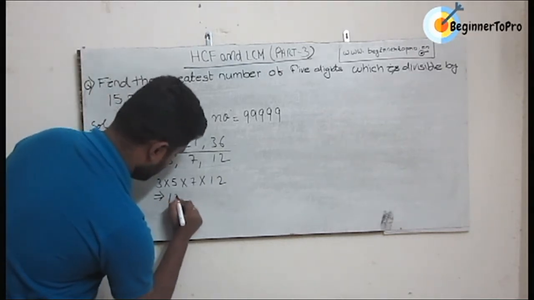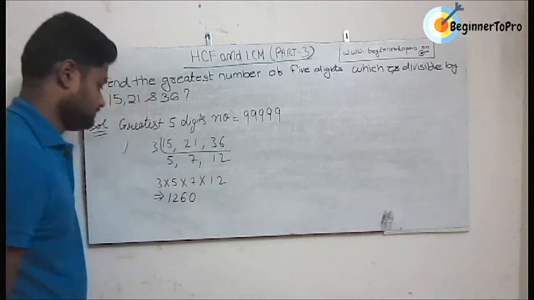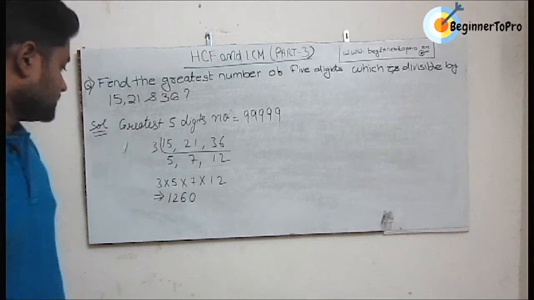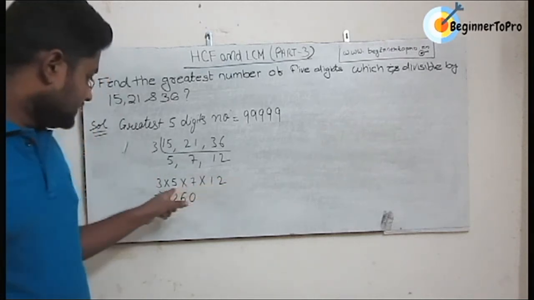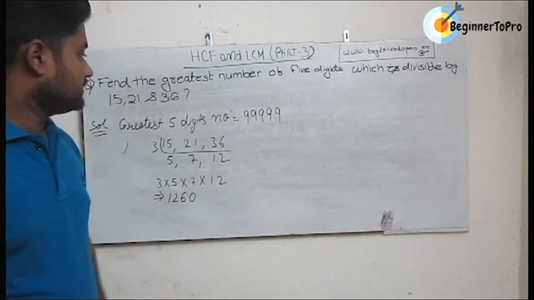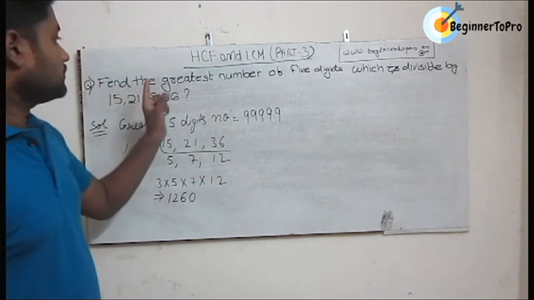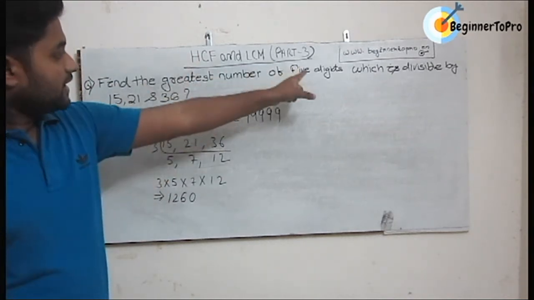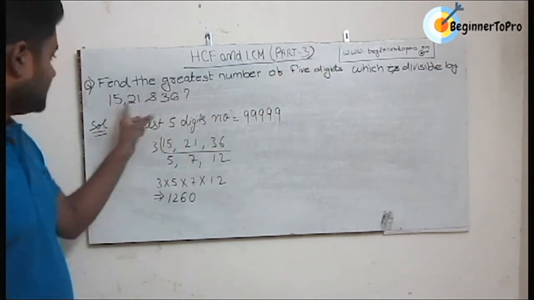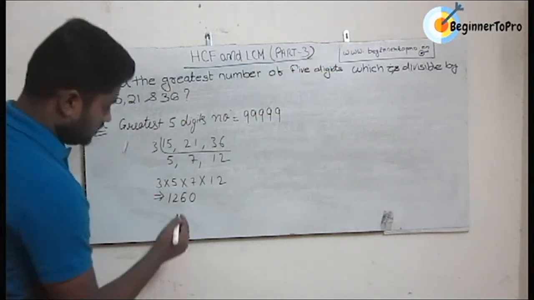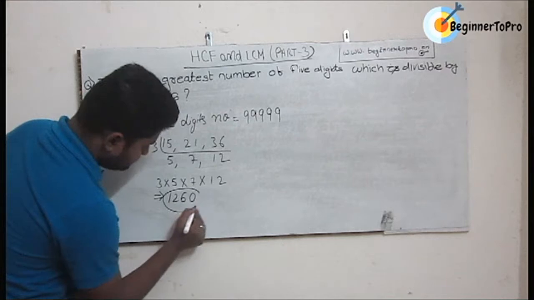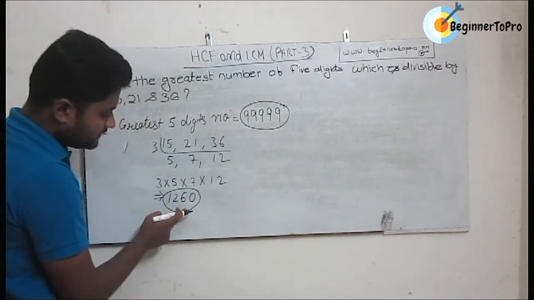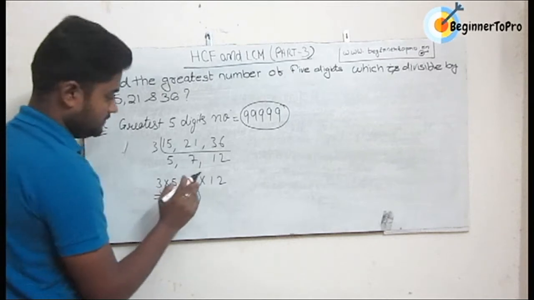Which is equal to 1260. This is the required LCM, 1260. When you multiply these numbers, you will get 1260. Now, as the question says, what will be the greatest 5-digit number which is divisible by this? So, when we divide this greatest 5-digit number by 1260, what will be the remainder?